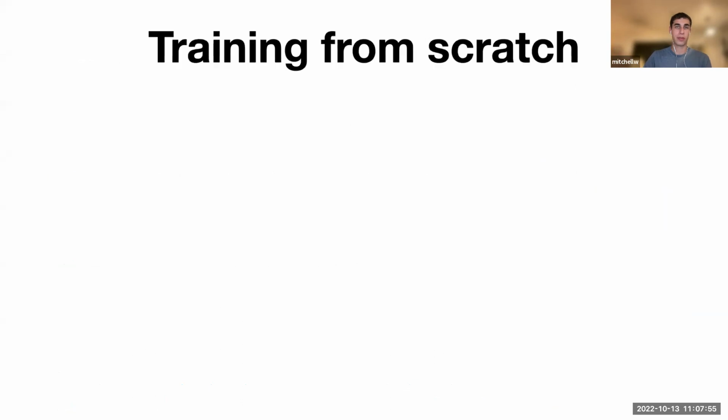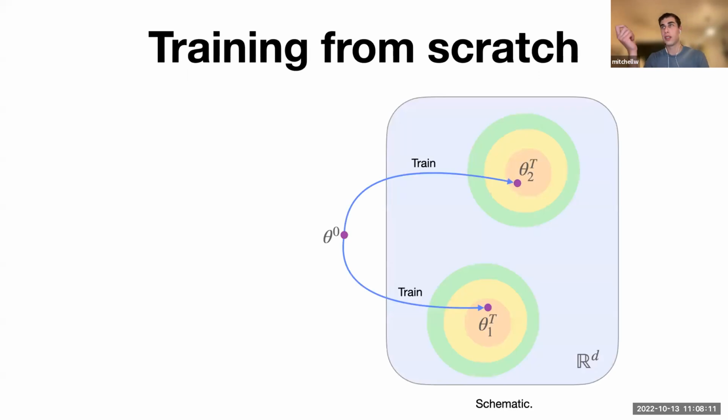So first, let's look at training from scratch, and how it looks from an optimization landscape perspective. Say you start out with a model here, theta 0. This is your set of neural network parameters. And then you train it twice with two different random seeds to produce solutions, theta 1 and theta 2, which are also just different sets of weights.